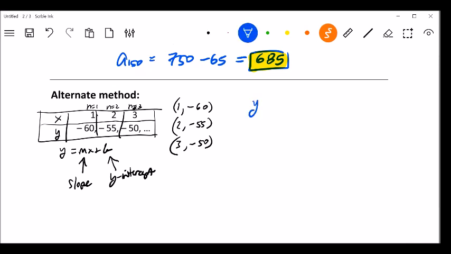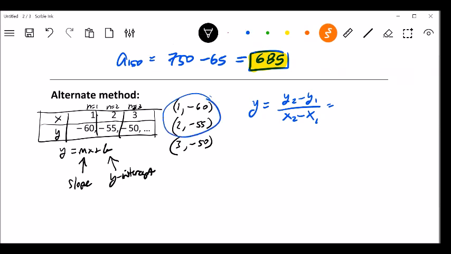So for the slope, y equals the second y minus the first y over the second x minus the first x. I put y accidentally. Let's take the first two pairs because the numbers look easier. So the second pair, this is second, and this is first. So we have negative 55 minus a negative 60, and 2 minus 1.